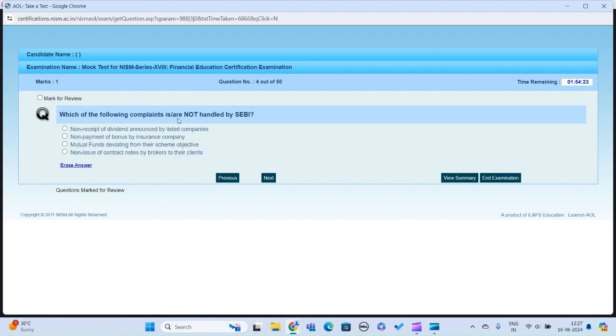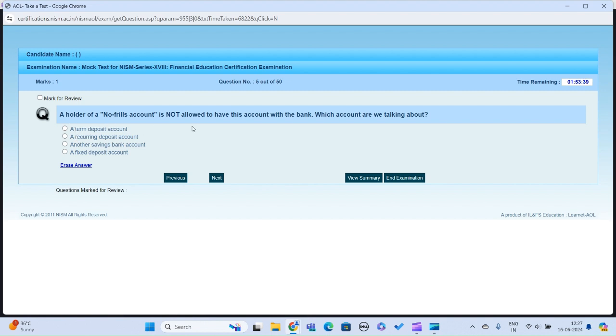And then, which of the following complaints are not handled by SEBI? This should be a straight answer. Non-receipt of dividend, non-payment of bonus by an insurance company, a mutual fund deviating from its objectives, non-issue of contract notes by brokers to the client. SEBI doesn't get involved in the insurance company matter, as there is IRDA, the Insurance Regulatory and Development Authority, that takes care of all these issues. So non-payment of bonus is related to the insurance company. So the second should be the right answer.